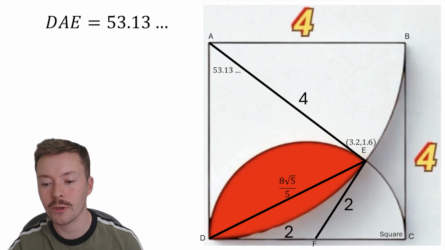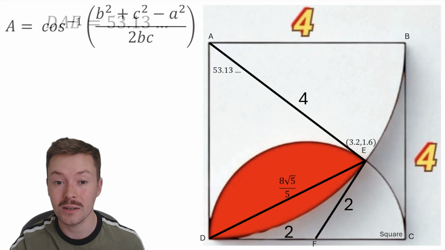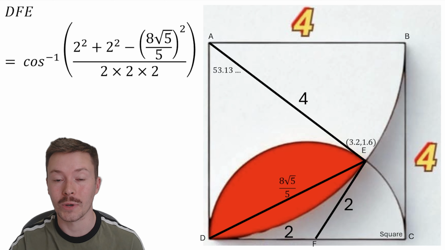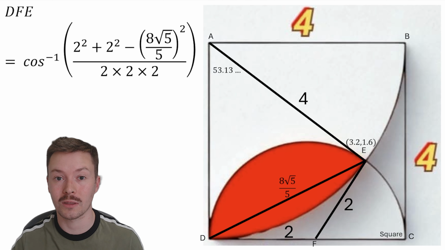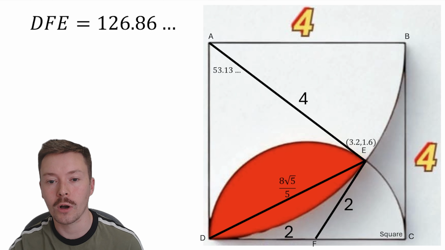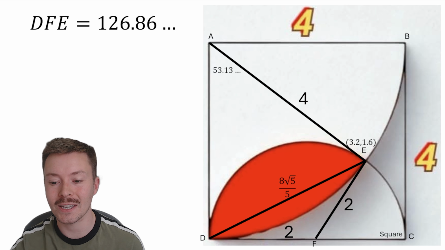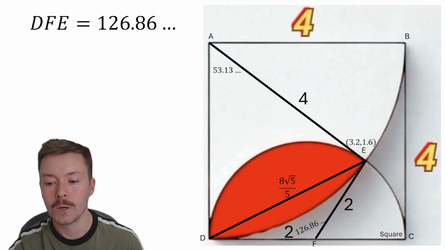We're going to do the same thing now with the point F, the angle F, or more specifically, DFE. So we get this. We just change B and C to being 2 because that's the radii now, or radius. That will give us an angle of 126.86. And again, I'm going to put that on the diagram, because the digits keep going up.